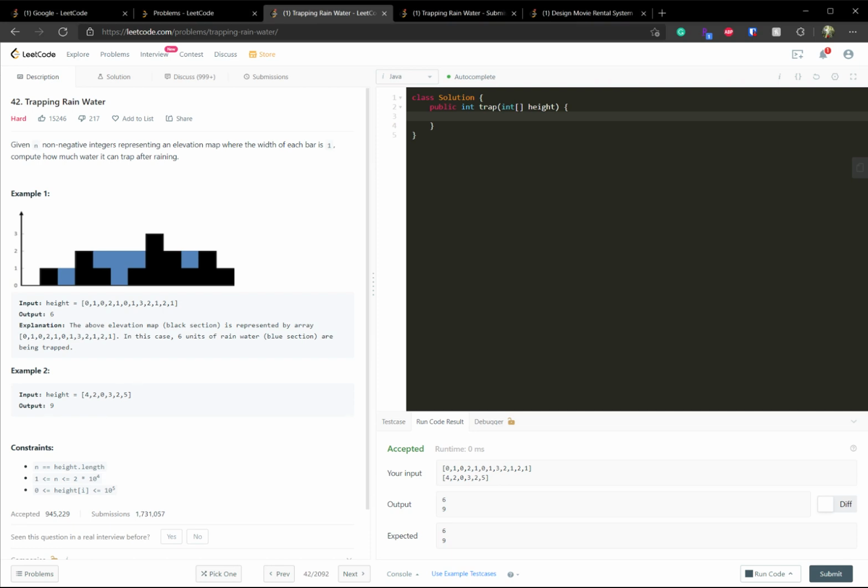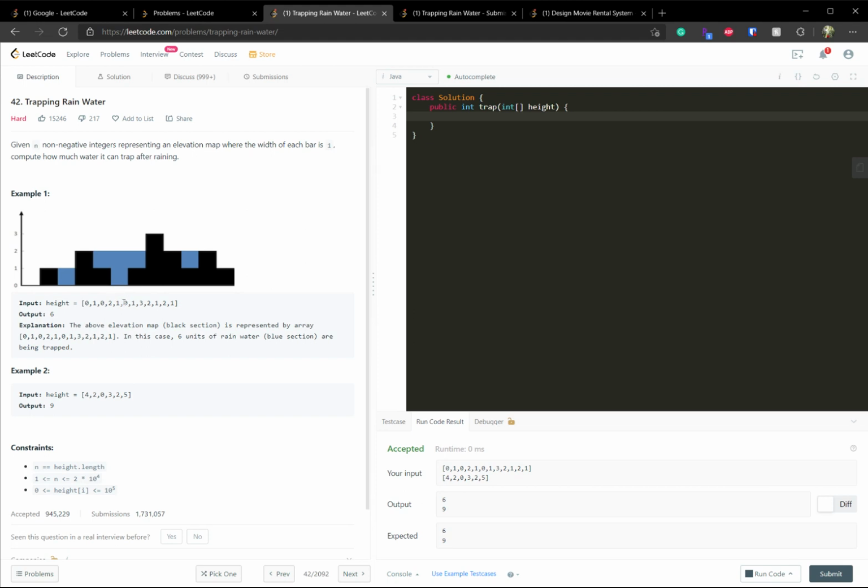And today I'm gonna talk about question 42 on LeetCode real quick. I'm gonna employ the two-pointer algorithm here. So one interesting observation on this question is the amount of water we can trap.